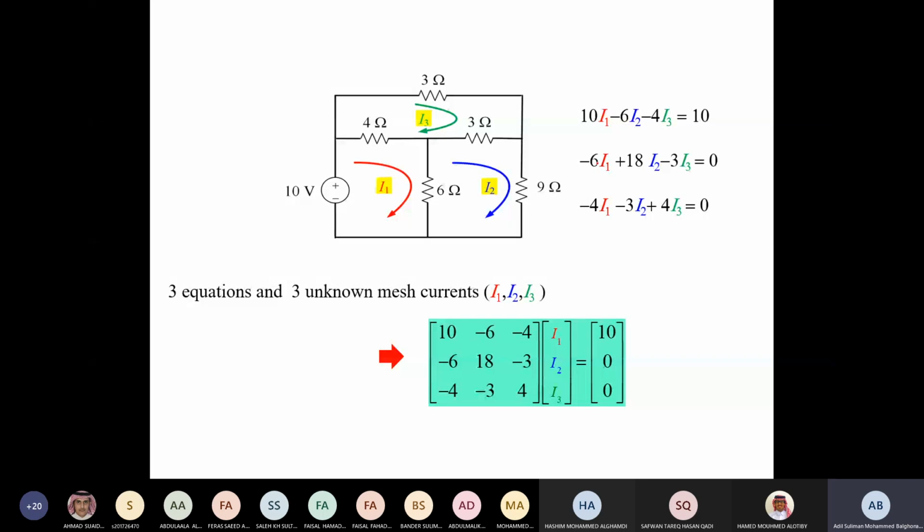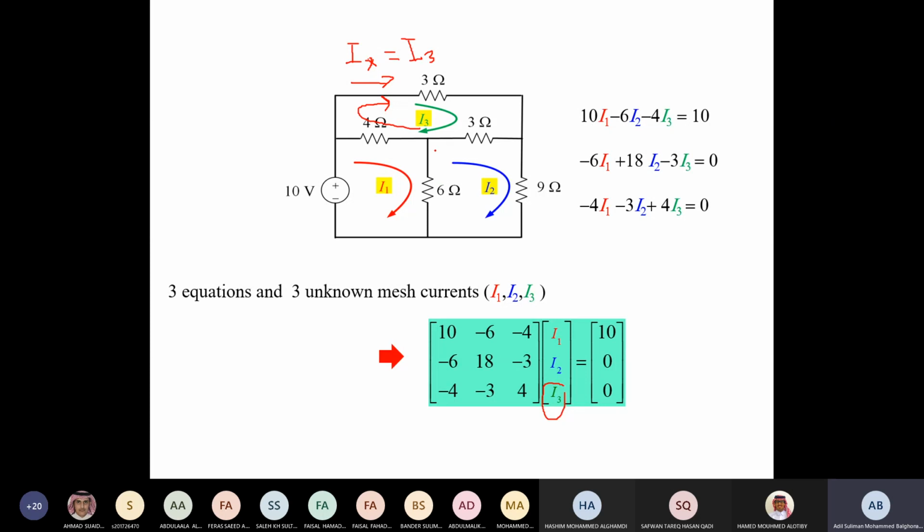For instance, if the question is to find, for instance, ix, like this, ix. I can see that this ix is the same as this one, meaning ix is equal to I3. So all I have to do is solve for I3 only and say ix equals I3.